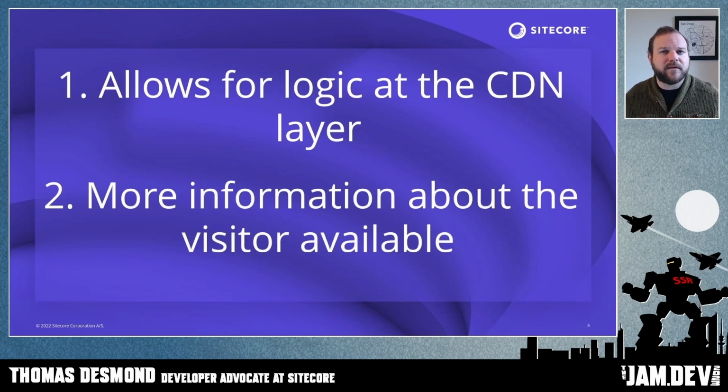Inside that middleware layer, we're able to look at the request and modify the response that we send back. So now we can actually look at where the request is coming from, what country, what location, what city. We can do authentication in there, and we can do a lot more inside of this logic at the CDN layer. So it's really great that we now have a lot more information available to us about the visitors to our Jamstack site.